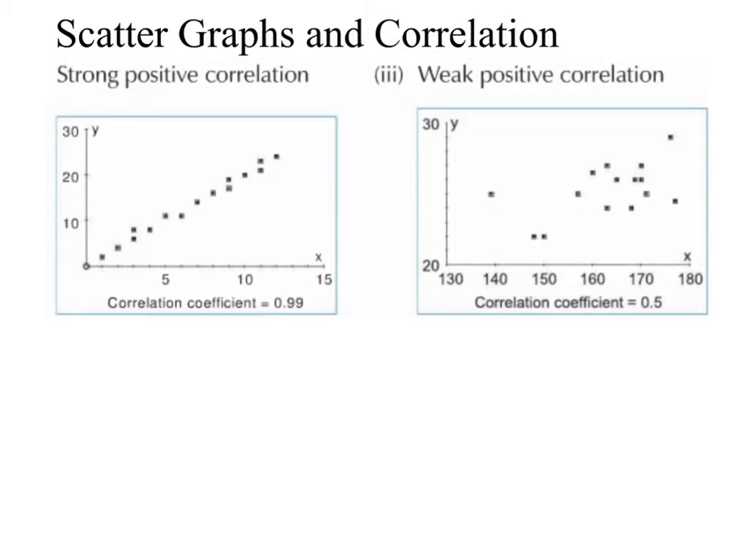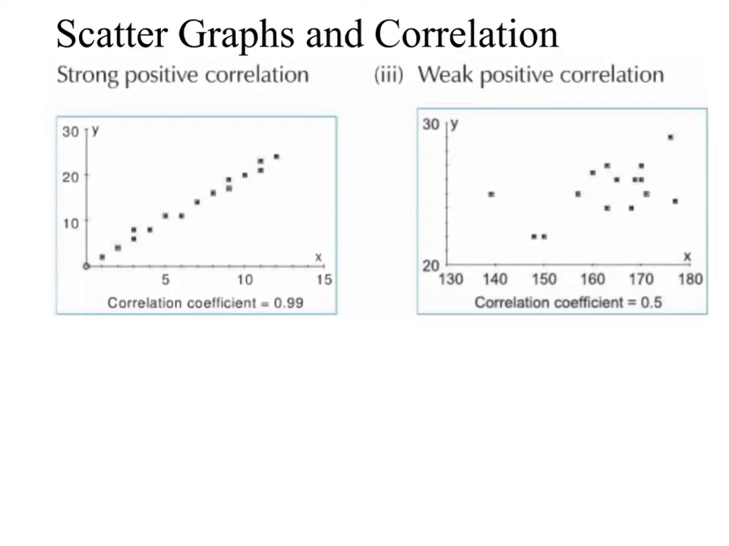So, for example, on a scatter graph, we may see temperature as the x-axis and ice cream sales as the y-axis. So we would presume the higher the temperature, the higher the number of ice cream sales, and the lower the temperature, the lower the number of ice cream sales, and so on. So it's two variables that are related to each other.